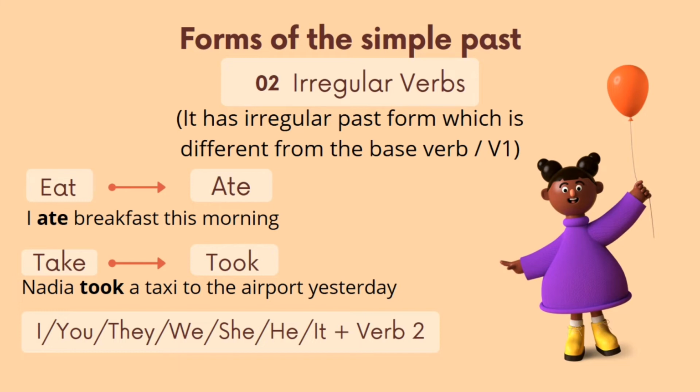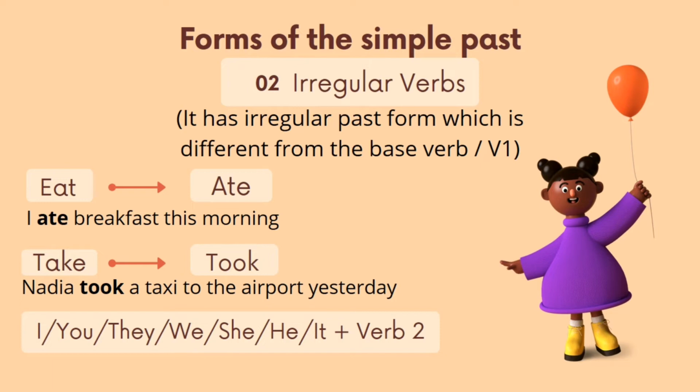Actually, the form of the simple past using regular and irregular verb is the same. You just simply add the verb 2 after the subject. So the only difference between regular and irregular verb is the verb 2 itself. For the regular verb, you just simply add the suffix ed at the end of the verb. But for the irregular verb, you cannot add the suffix ed at the end of the verb. So the only way to know whether the verb is regular or irregular is just by memorizing them.